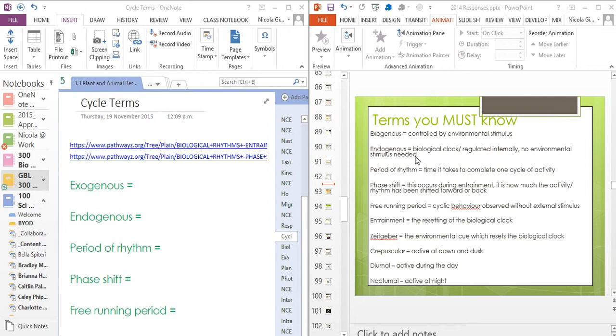Okay, so you'll be given graphs and things, and you have to identify the period of rhythm. If there's a phase shift, you have to read the information. Are they doing it in the absence of environmental cues? If they are, then you can see their free running period. If they're not, you'll see that it's exactly 24 hours, or 12 hours for a tide. Okay.